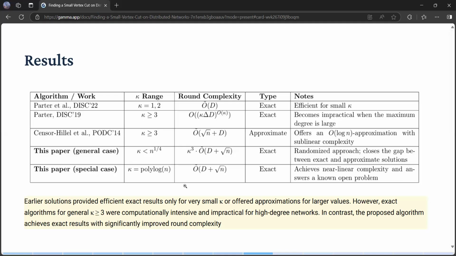One important thing to note, however, is that exact algorithms for general k greater than 3 were computationally very intensive and impractical for high degree networks. In contrast, our proposed algorithm achieves exact results with significantly improved round complexity.